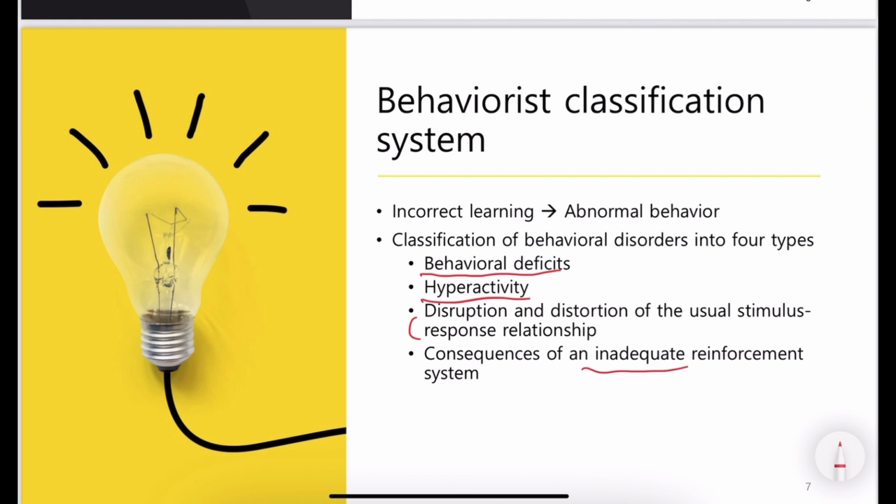And abnormal reinforcement systems. Our behavior habits are shaped by reinforcement, reward, or punishment. In some cases, reinforcement patterns are abnormal, leading to maladaptive behavior.